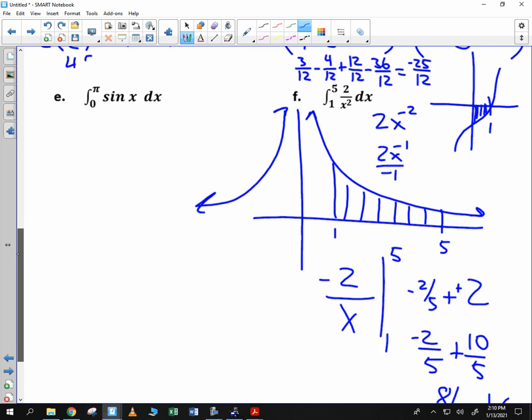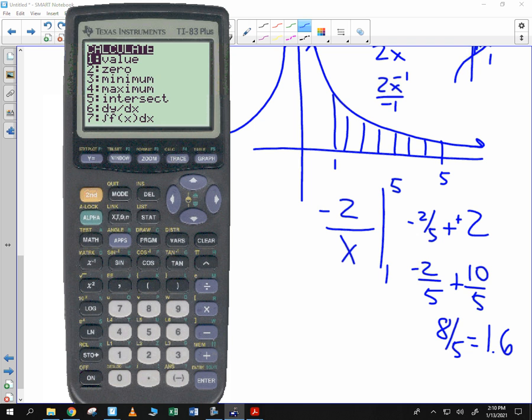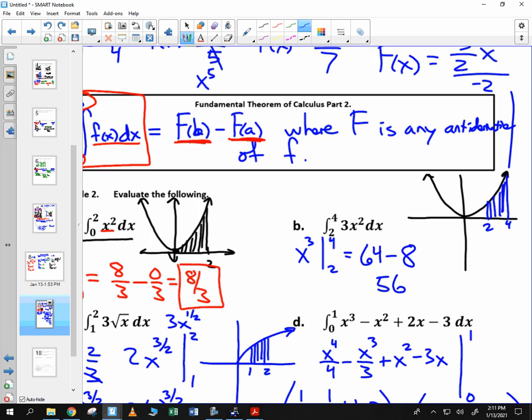You have, in fact, 2 over x squared, 2 divided by x squared. As you calculate that area, which is number 7, you would check 1 and you would check 5. 1.6. There you have it, folks.